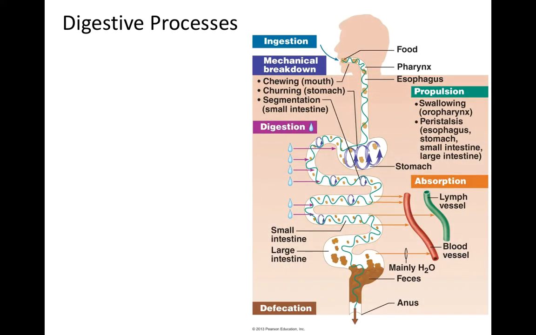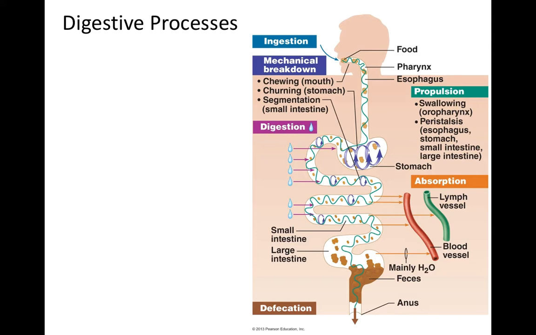We have 6 different things that are going to happen in the tube. We start with a process called ingestion. This is pretty straightforward. You bring food in, okay? This is specific to the mouth. And then we begin a process of mechanical breakdown. This is going to physically break the food into smaller and smaller pieces, creating surface area for your enzymes to work on later. So we start mechanical breakdown in the mouth by chewing.